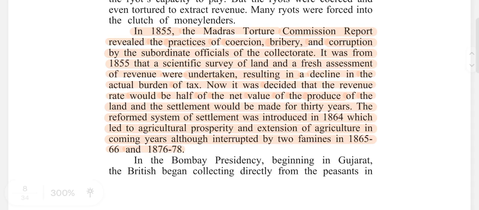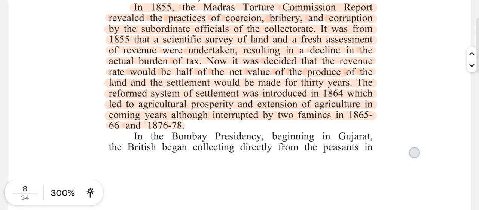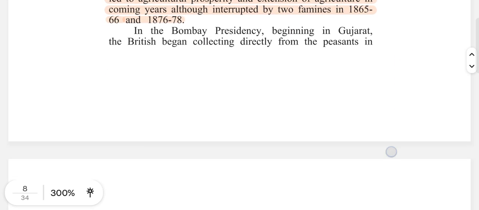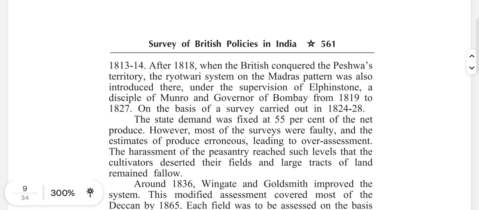Now it was decided that the revenue rate would be half of the net value of the produce of the land, and the settlement would be made for 30 years. The revised system of settlement was introduced in 1864, which led to agricultural prosperity and extension of agriculture in coming years, although interrupted by two famines in 1865-66 and 1876-78 in the Bombay Presidency, beginning in Gujarat. The British began collecting directly from the peasants.